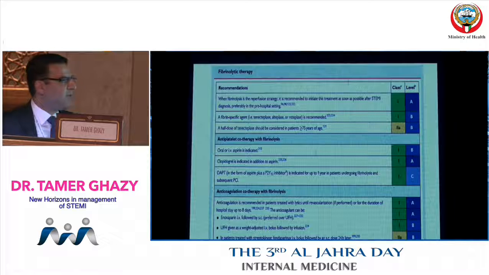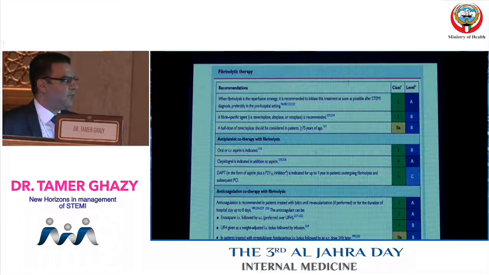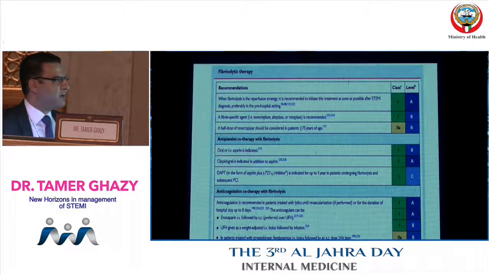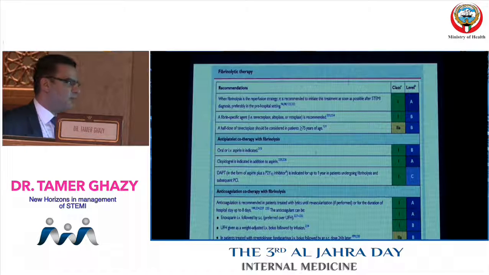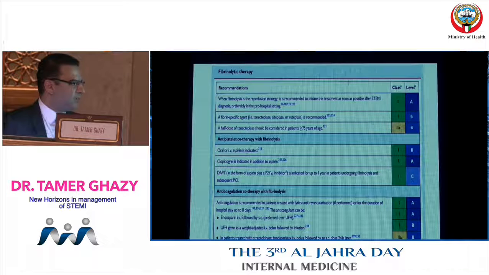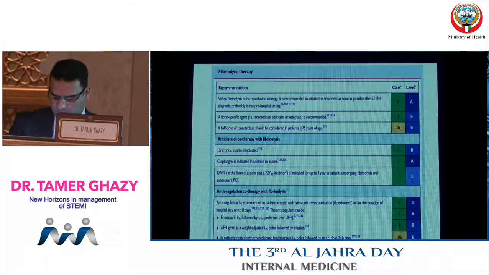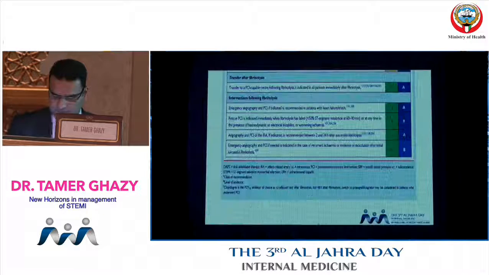Antiplatelet co-therapy with fibrinolysis: oral or IV aspirin is indicated. Clopidogrel is indicated in addition to aspirin. Dual antiplatelet therapy for up to 1 year in patients undergoing fibrinolysis and subsequent PCI. For anticoagulation, enoxaparin IV followed by subcutaneous dosing, or unfractionated heparin given as a weight-adjusted bolus followed by infusion. In patients treated with streptokinase, fondaparinux IV bolus followed by a subcutaneous dose 24 hours later.